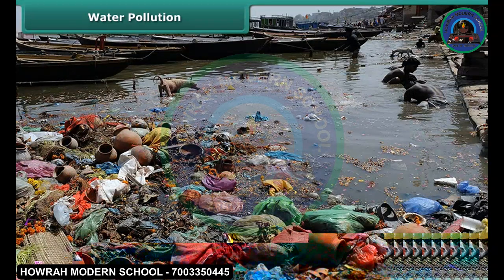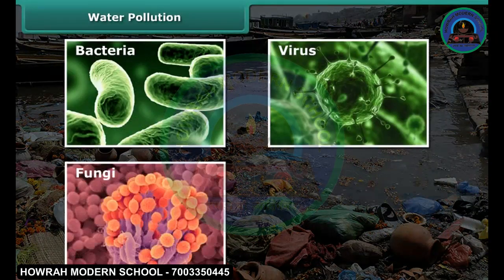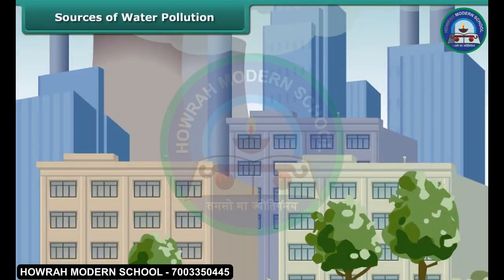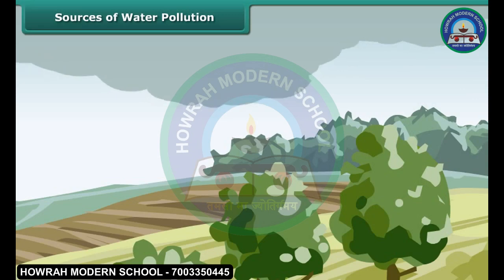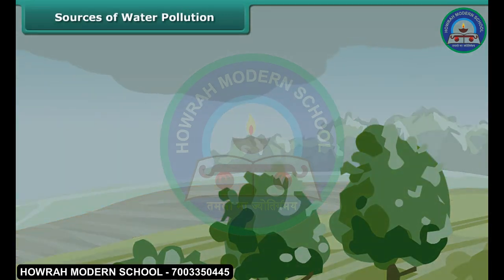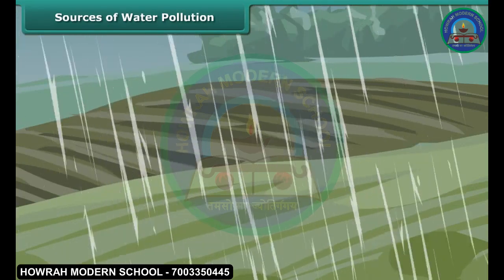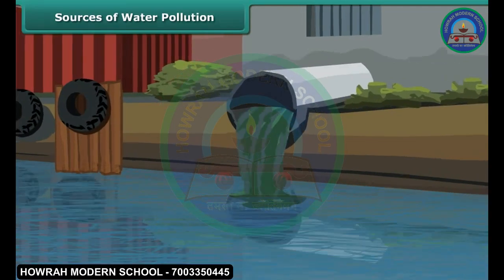The polluted water of the resources may contain bacteria, viruses, fungi, and parasites which cause diseases like cholera, typhoid, and jaundice. Let us look at the sources of water pollution. Pollution enters a water body as acid rain, eroded soil, runoff containing fertilizers and pesticides, as chemicals released from industries, and other waste from cities and towns.